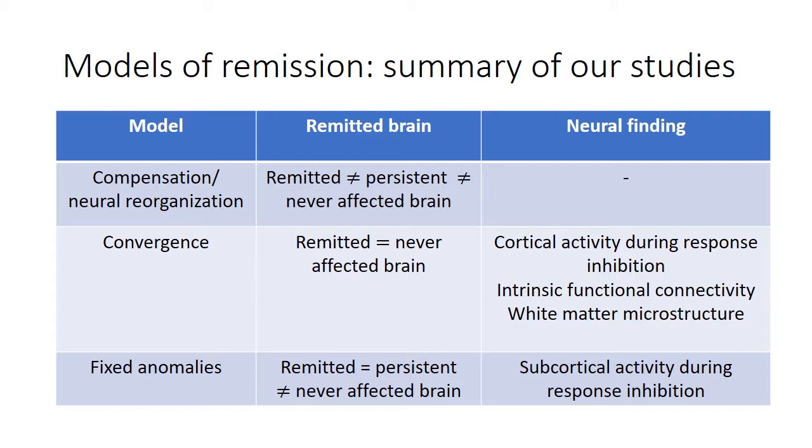This occurred at the cortical level, both in intrinsic functional activity and during inhibitory processes. And remitters also showed very similar white matter microstructural properties to the never affected. However, there was also some evidence of fixed anomalies that reflected childhood history at the caudate level.